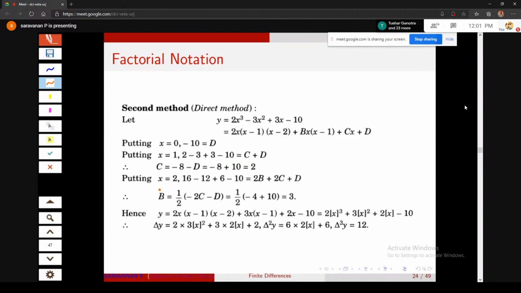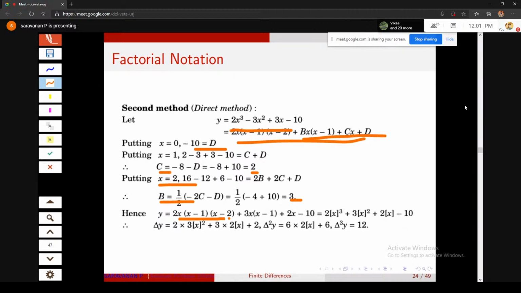Then put x equal to 2. So 2 minus 2 will become 0. You'll get an equation in terms of b, c and d. Substitute the value of d and the value of c. Simplify, you will get the value of b. Then finally substitute the b and c values here.